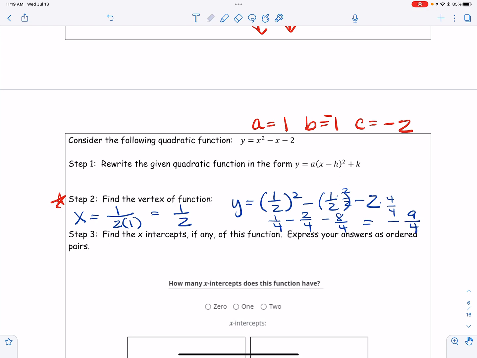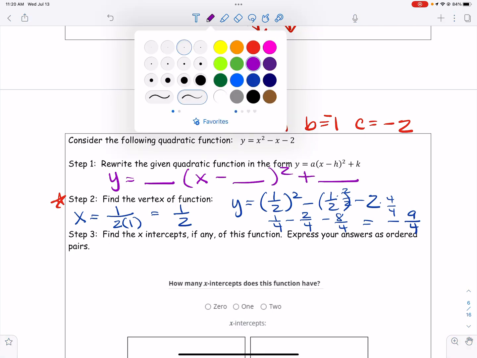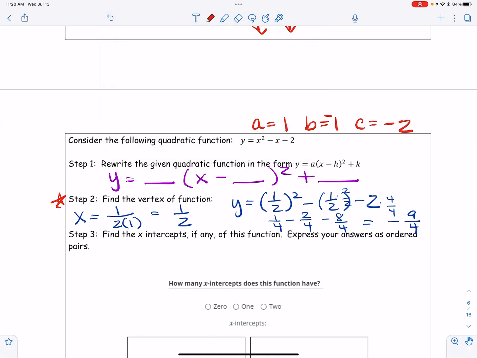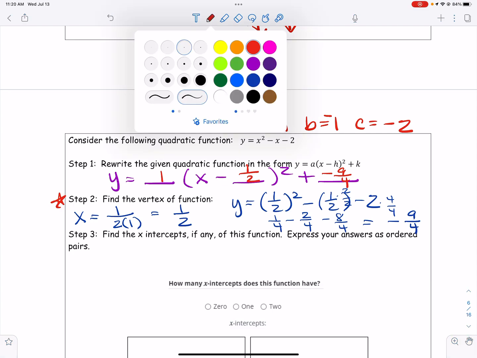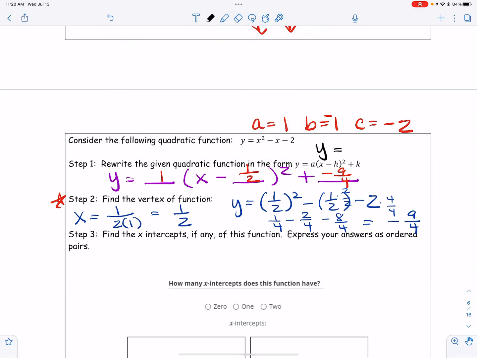Okay, so now I can go back and write my equation. Y equals A, parentheses, x minus h, quantity squared, plus k. And so I'm going to insert my h is a positive 1/2. My k is a -9/4, and my a is 1. So I'm just going to clean it up a little bit, and I'm going to write y equals x minus 1/2 quantity squared minus 9/4. Okay?